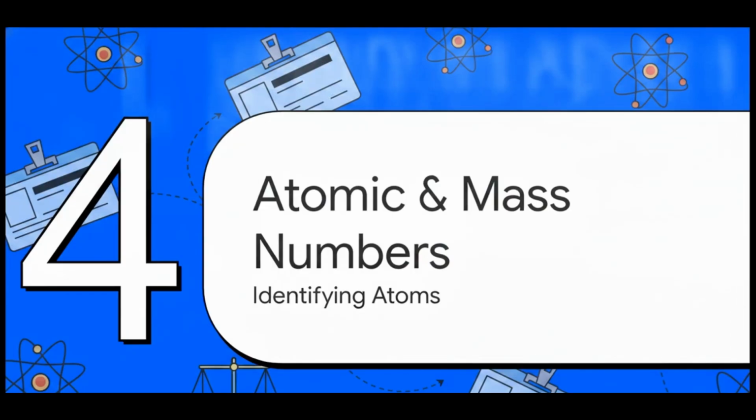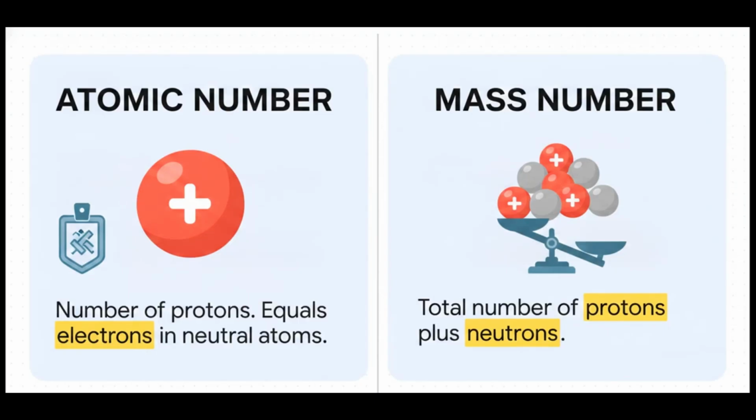Moving into Section 4, atomic and mass numbers. Just like you have an ID card, atoms have specific numbers that tell us exactly who they are. You're going to want to lock these two formulas into your brain. They're your ultimate survival guide here. The atomic number simply tells us the number of protons. That's it. It's the atom's identity.